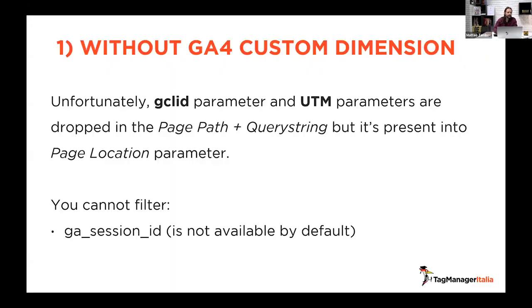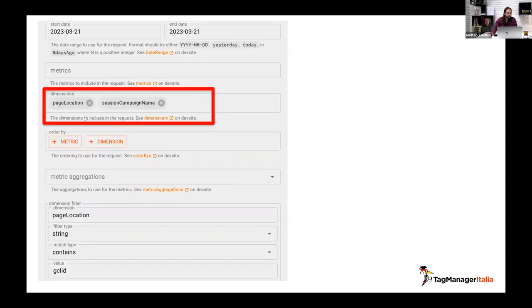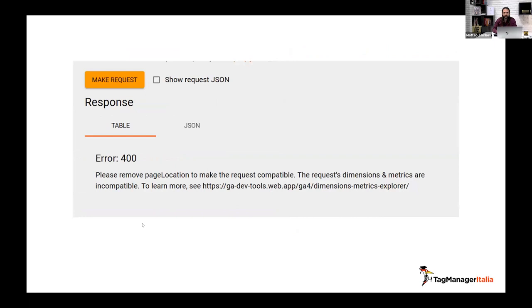I can use two ways to do this. The first is, if you don't have GA session ID and other custom dimensions, you can use the GCLID parameter. GCLID is not available in the page path and query string dimension, but it is present in page location. Of course, you cannot filter by GA session ID because it's not available by default. If you didn't create it before, you cannot filter by GA session ID. But if you try to use the API to grab the information with the page location and set your campaign, the problem is you cannot use this dimension in the same request.